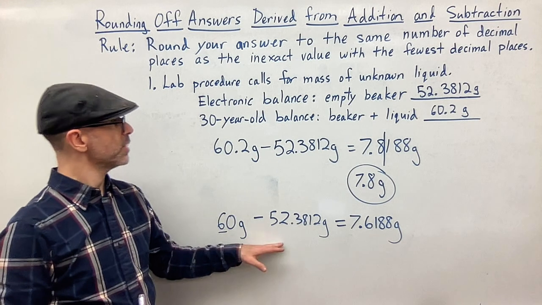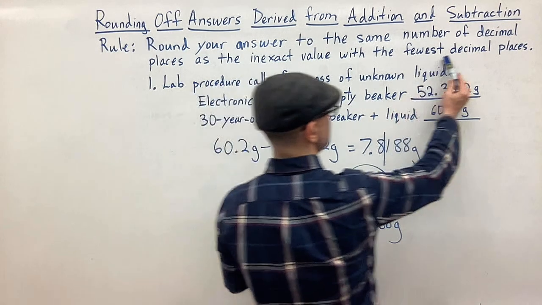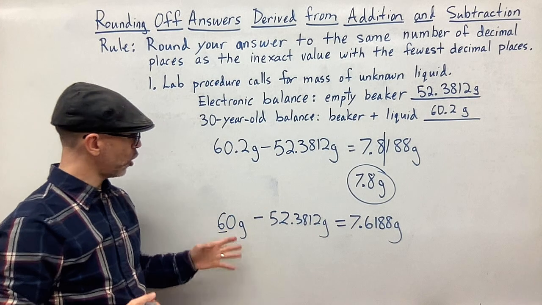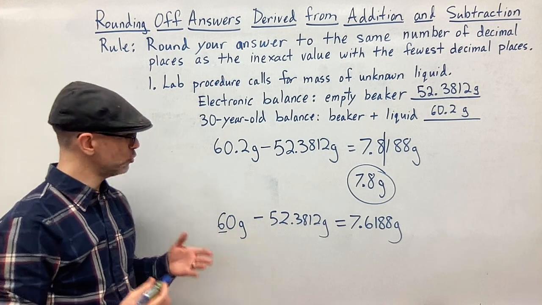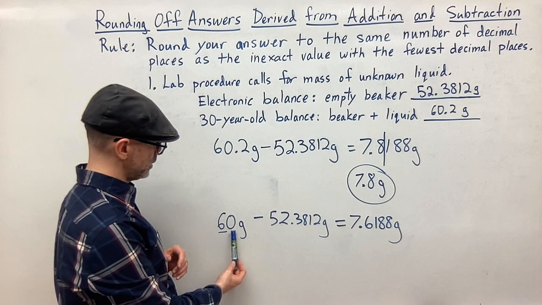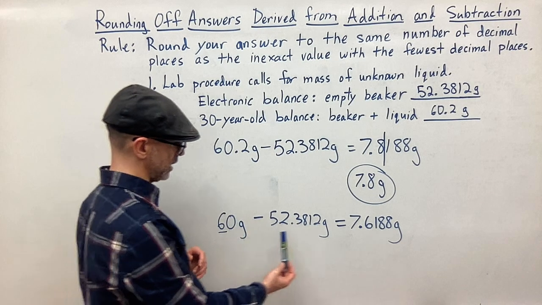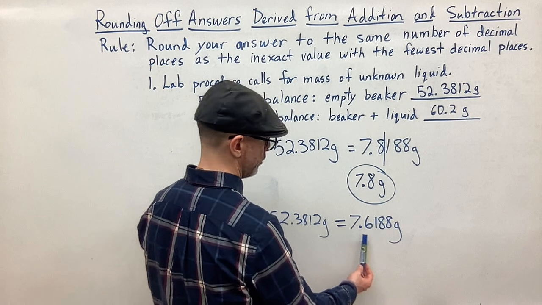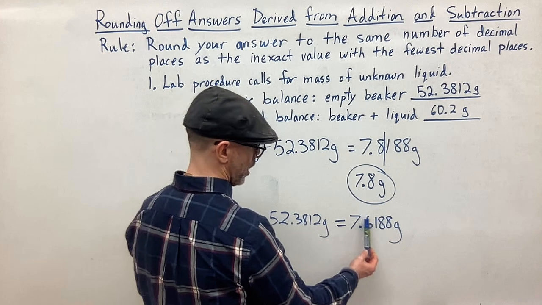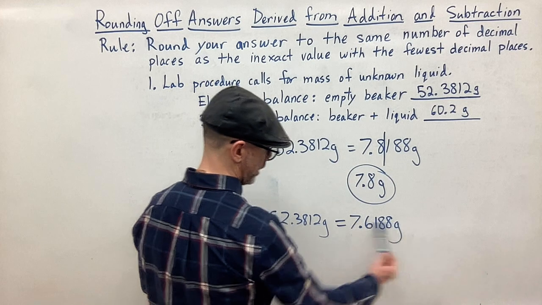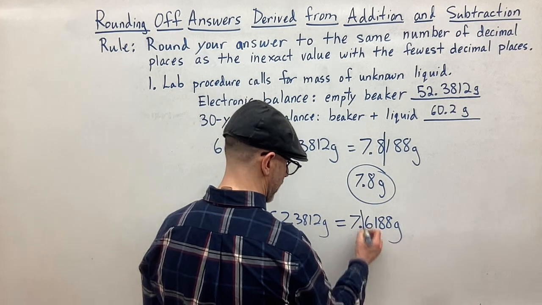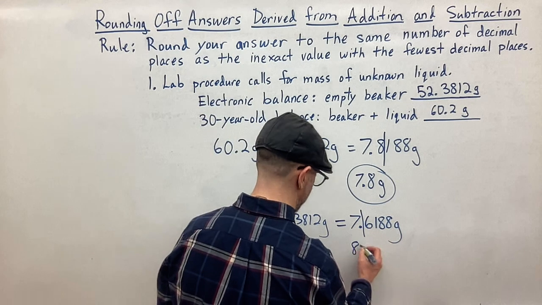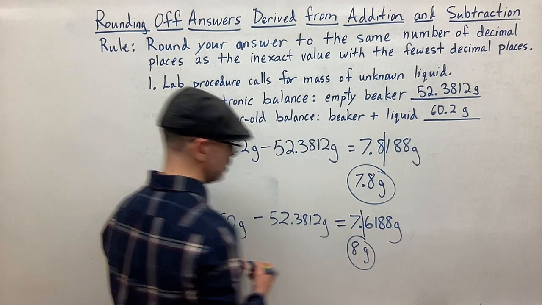Now again, it says fewest decimal places here, but this has no decimal places. So you might be tempted to say, oh, well, this has 0 decimal places and this has 4, so our answer should have 0 decimal places. So we cut off everything after the 7. That's a 6, so that means we round this to 8. So the answer should be 8 grams.